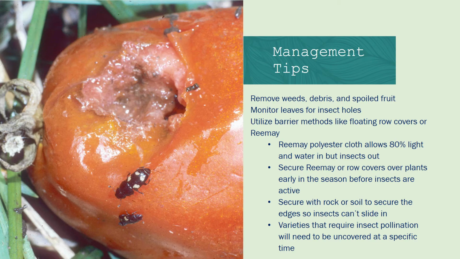Barrier methods like Remay or other floating row cover products can be effective. Remay is a polyester cloth that allows 80% light and water through, but provides a barrier for insects. These products should be secured over plants early in the season before insects are active. Rocks or soil should secure the bottom edges to the ground so insects can't slide in. Vegetables and fruits that require insect pollination, like melons, will need to be uncovered at a specific time. You can keep row covers on some vegetables like broccoli and other cole crops for insect prevention until harvest.